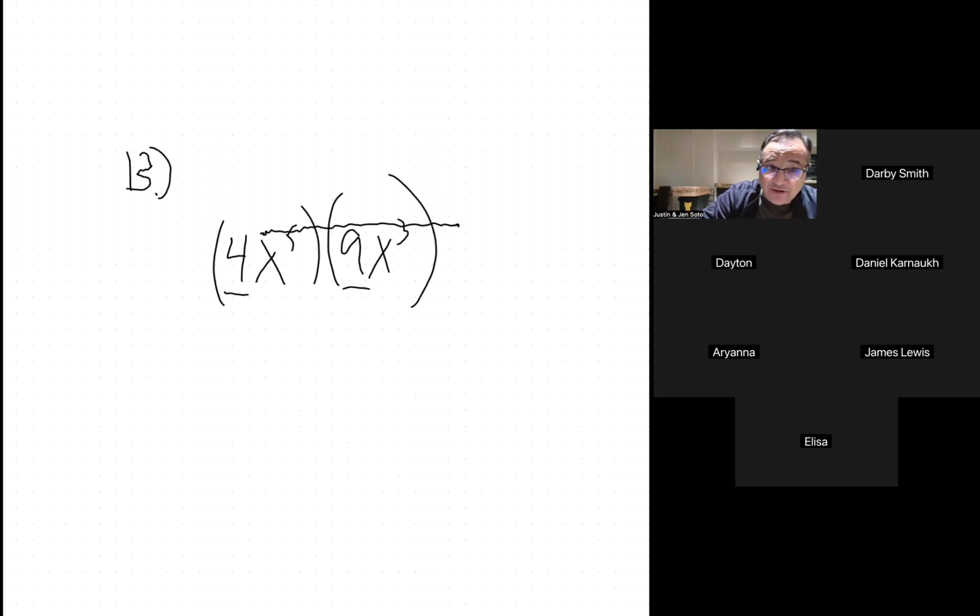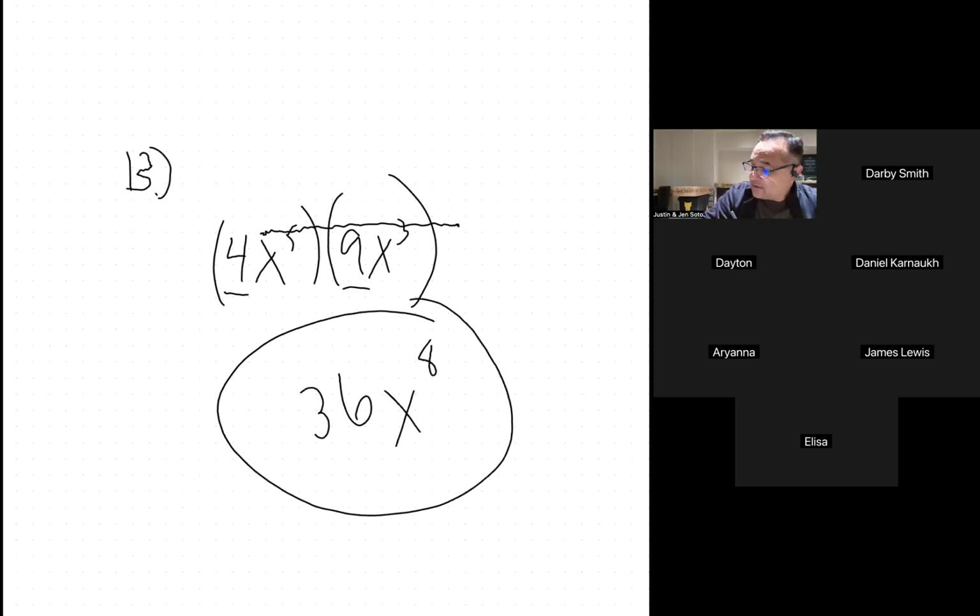So 4 times 9 is 36. X, 5 plus 3 is 8. 36 x to the 8th power. Letter A is the correct answer for number 13. Okay, we are so smart. All right, let's go on to the next problem. This is multiplying here.